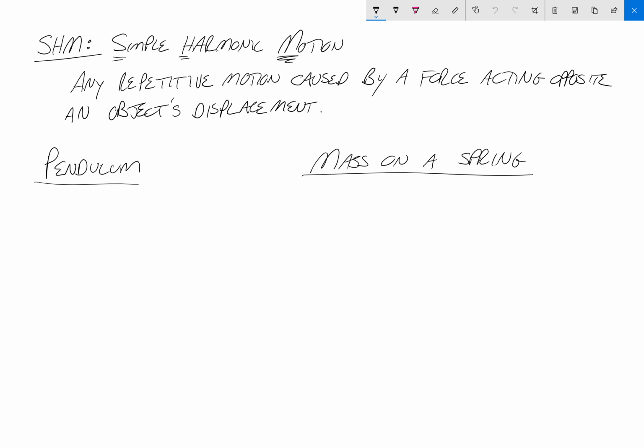Another example of this would be a mass on a spring. So if you have a mass on a spring that's resting at equilibrium, and then you either stretch or compress the spring, it will try to push the mass back to its equilibrium position. So we are going to be focusing on the pendulum and the mass on a spring, and this is what they look like.